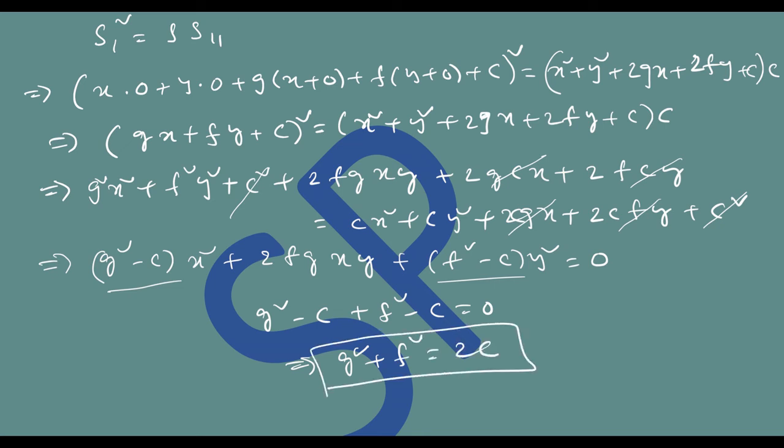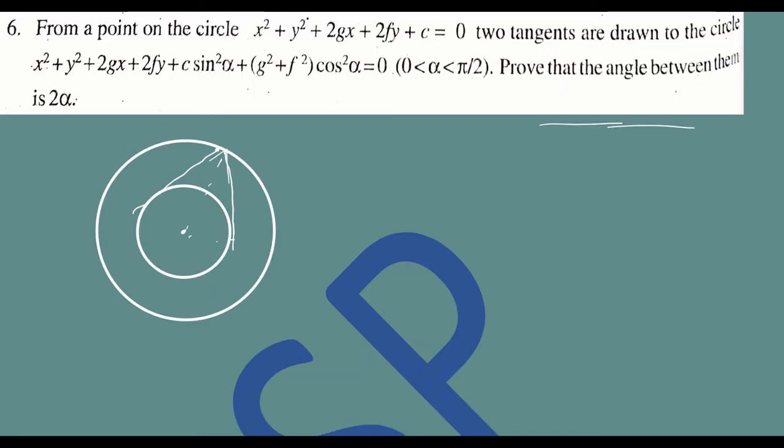Okay, let's move on to next problem. See, this problem may look a little scary to some of the students, the sixth problem, but this is a very obvious one. You see, first of all, I want you to observe that for both the circles, the center is (−g, −f). That means the given circles are concentric circles, the way I have shown in the diagram.